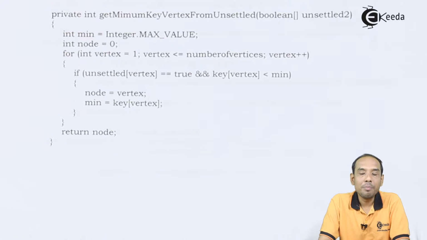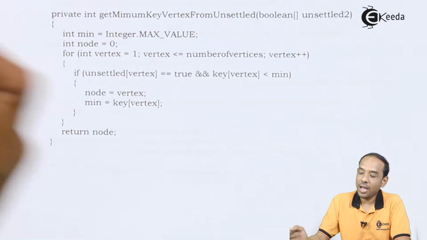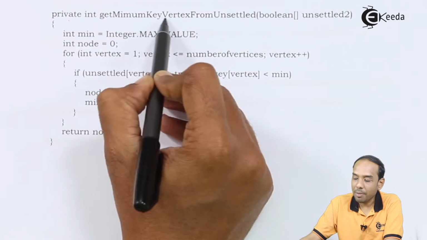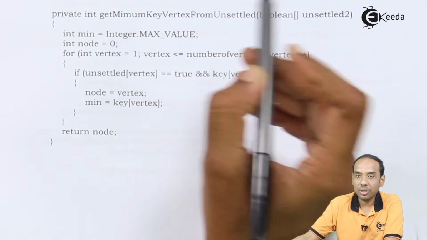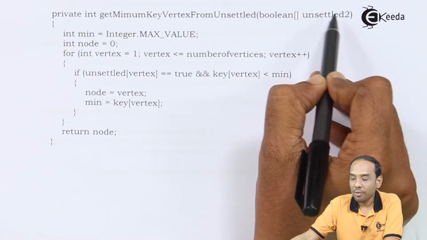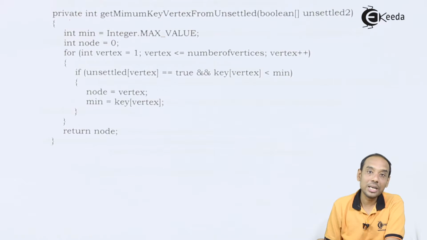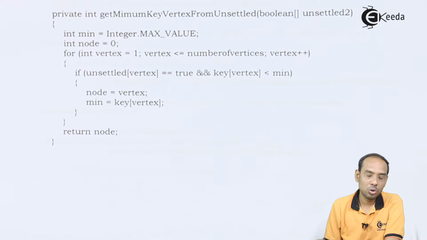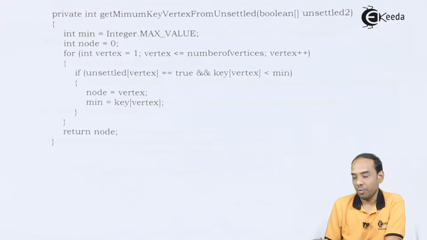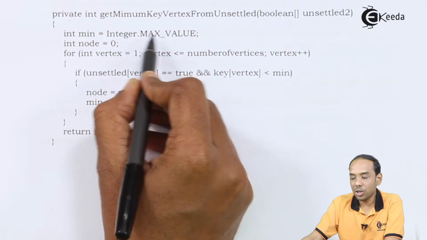We have done with the basic set of functions of the given program. Now we will calculate the minimum key vertex from the unsettled. Unsettled is your array which we have defined previously. Let us look at the function. We have private int get minimum key vertex from unsettled. Now this value is going to be unsettled 2 with array of the type boolean. When this is done, we need to calculate the minimum spanning tree value. So we define a variable called min with the value as integer dot max value. We have int min equal to integer dot max value.